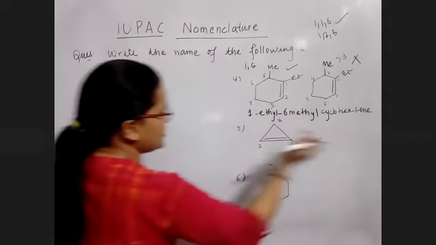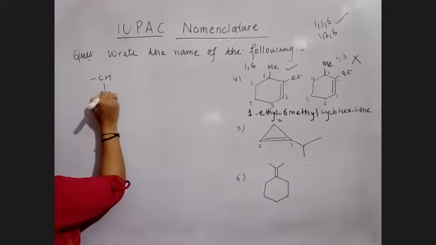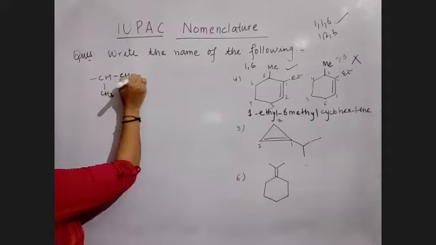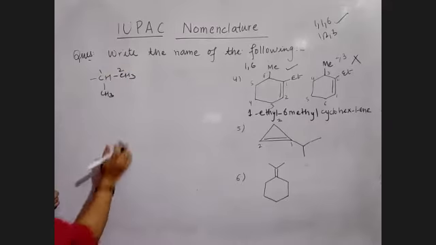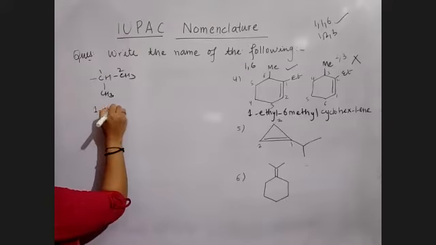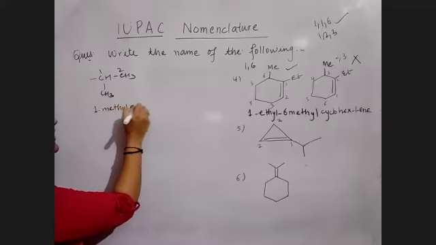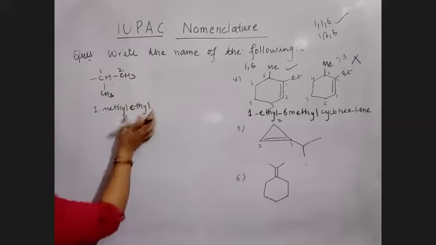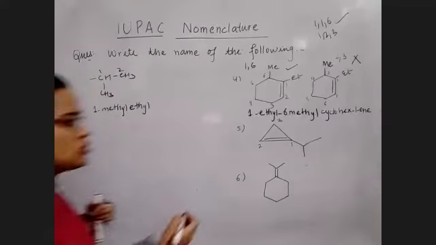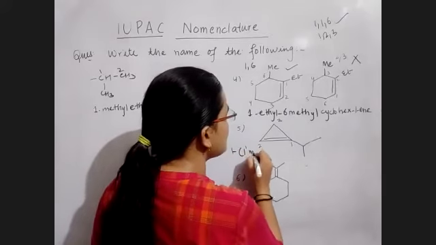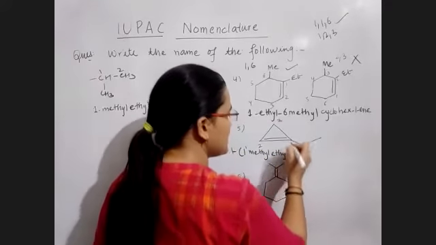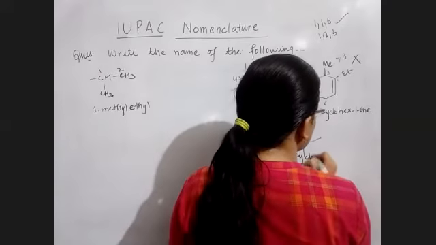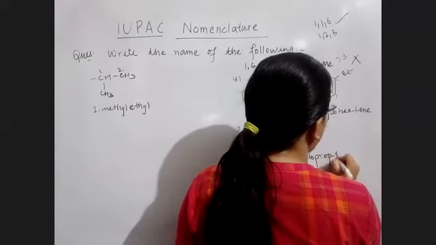Now, the name of this side chain. This side chain is CH, CH3, CH3. So numbering will be 1, 2. So the name is 1-methyl. 2 carbon atoms means ethyl, and it is attached at the first position. So the name is 1-methyl ethyl cyclopropene.